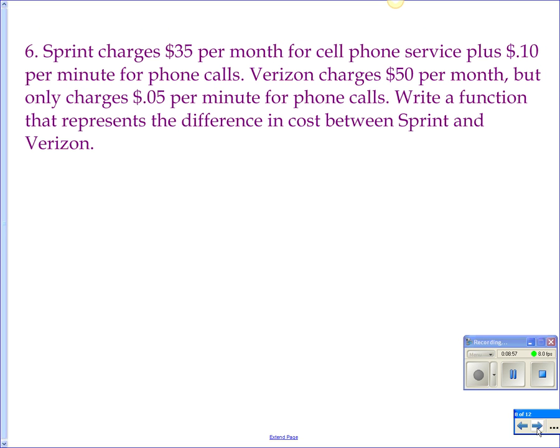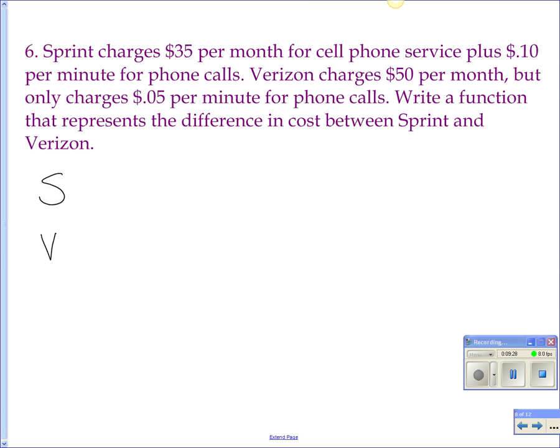Number 6, Sprint charges $35 per month for cell phone service plus 10 cents per minute for phone calls. Verizon charges $50 per month but only charges 5 cents per minute for phone calls. Write a function that represents the difference in cost between Sprint and Verizon. All right, so Destiny, what are the two things I'm comparing? Between what two? Good.